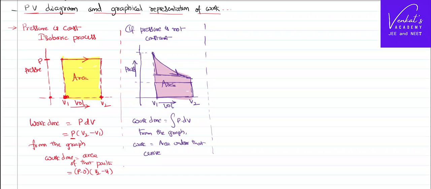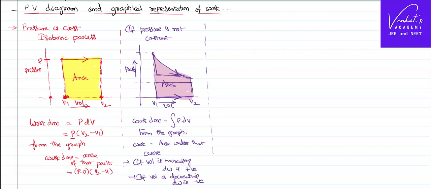We can further say in the process, if volume is increasing, we can say work done is positive. Similarly, here you can see volume is increasing from V1 to V2. If it is happening in reverse and volume is not increasing but decreasing, the respective work done shall be treated as negative in terms of sign convention.